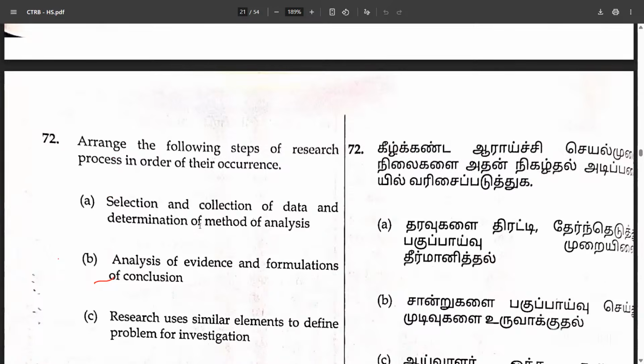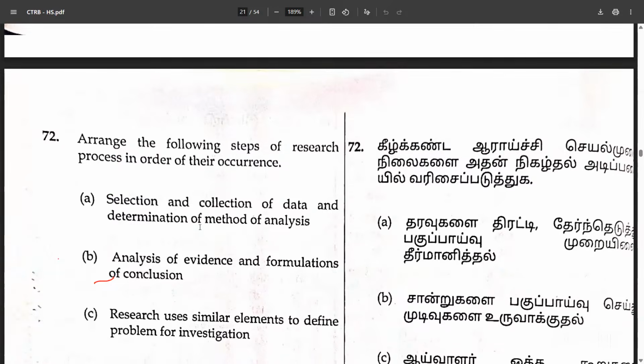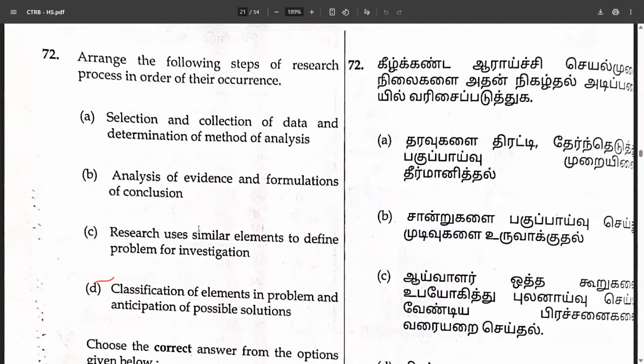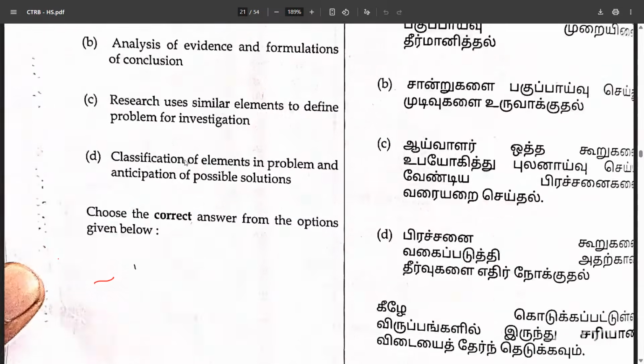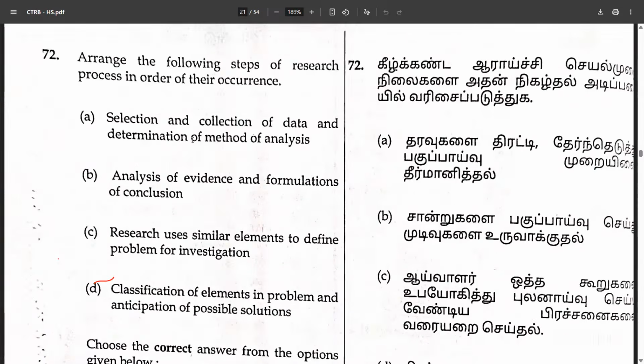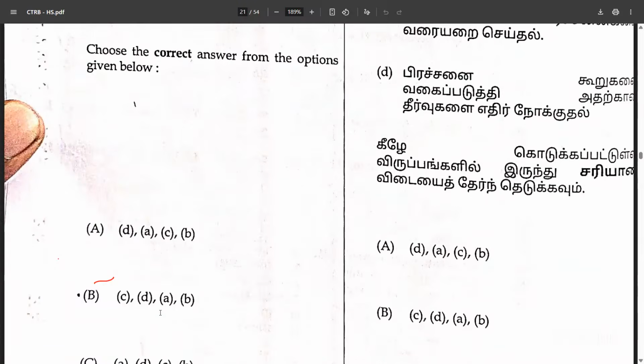Coming to the 72nd question, which is to arrange the following steps of the research process in order of their occurrence. So you have to arrange the research process here. First will be selection and collection of data and determining method of analysis, analysis of evidence and formation of conclusion. Research uses similar elements to define problem of investigation, classification of elements in problem, and anticipating possible solutions. So here the correct answer will be B.